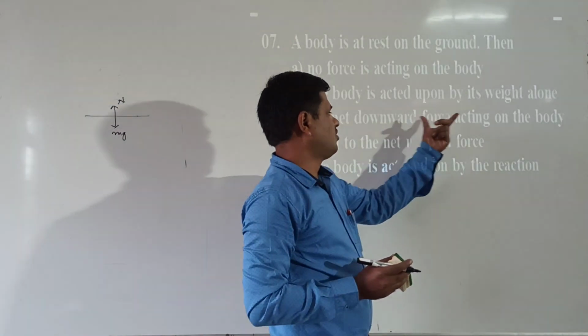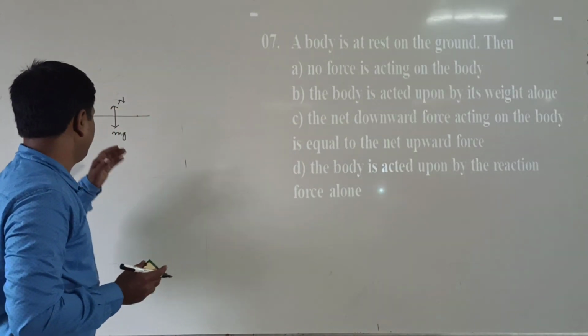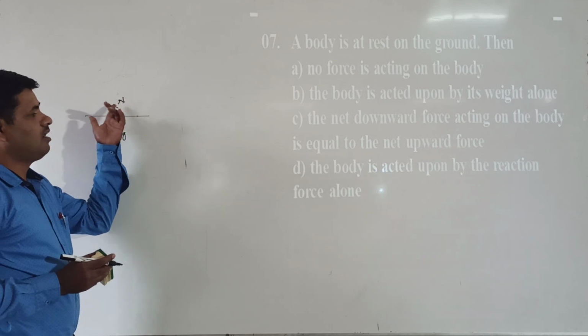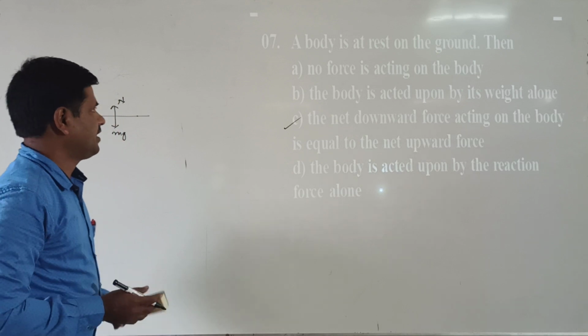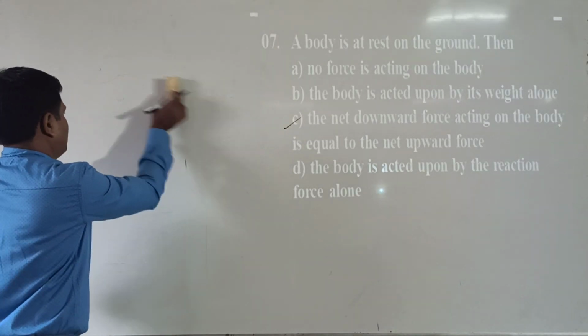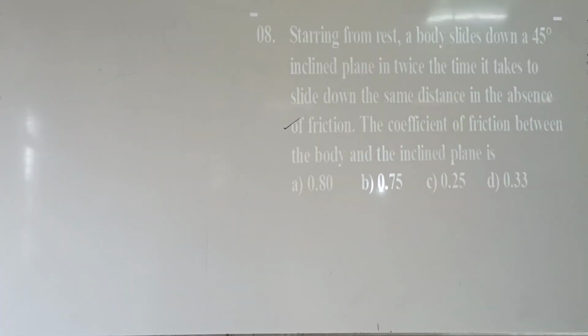The net downward force acting on the body is equal to the net upward force. Net downward force is the weight. Net upward force is the normal reaction. Both are equal. So which option is correct here? C option is correct. Next we come to the 8th question.